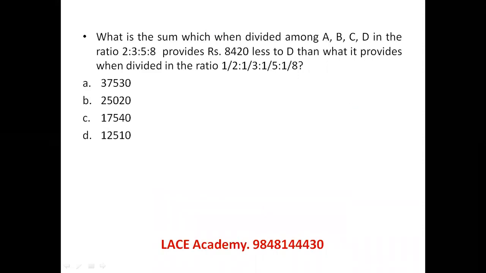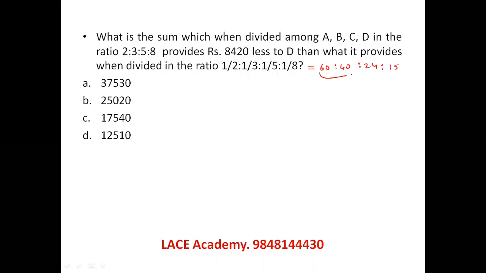What is the sum which when divided among A, B, C, D in the ratio 2:3:5:8 provides 8,420 rupees less to D than what it provides when the same amount is divided in the ratio 1/2, 1/3, 1/5, 1/8? First, let us tackle this ratio which is given in fractions. 2, 3, 5, 8 are the denominators whose LCM is 120. So if I multiply this ratio with 120, it becomes 60 : 40 : 24 : 15.